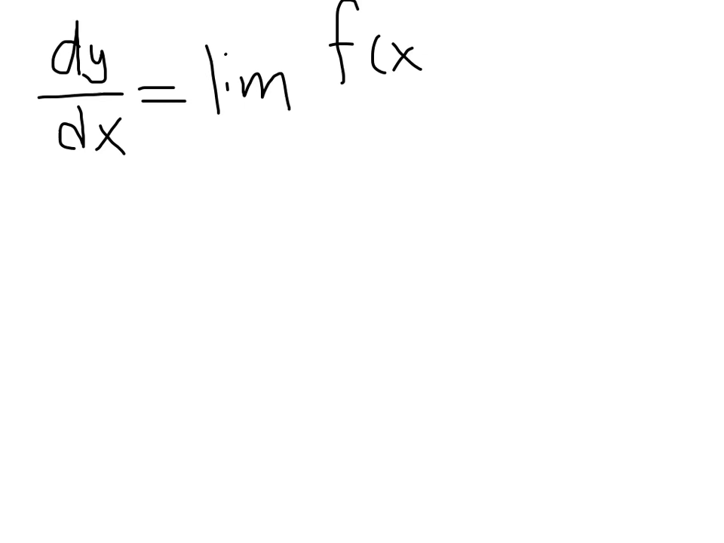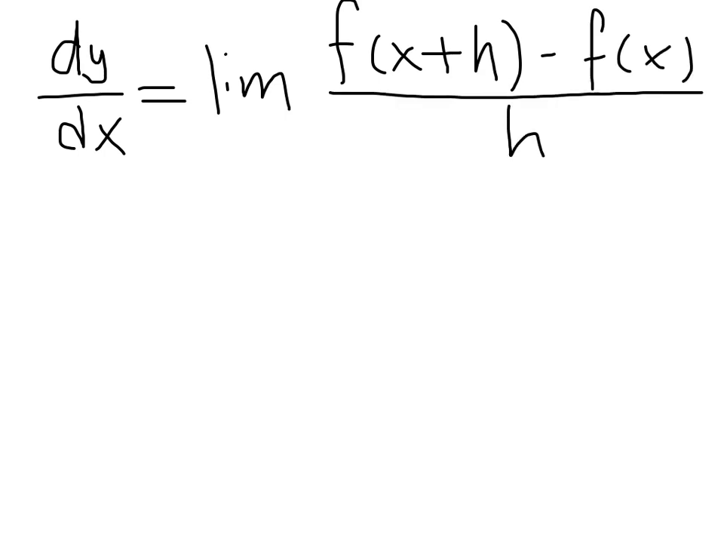Alright, so in the class we explained the physical meaning of differentiation and then we derived this formula: dy by dx equal to the limit of f of x plus h minus f of x divided by h when h approaches 0. We call this formula the first principle, right?